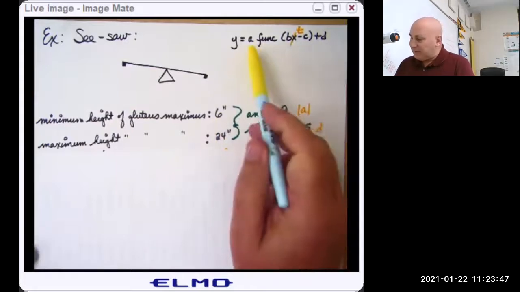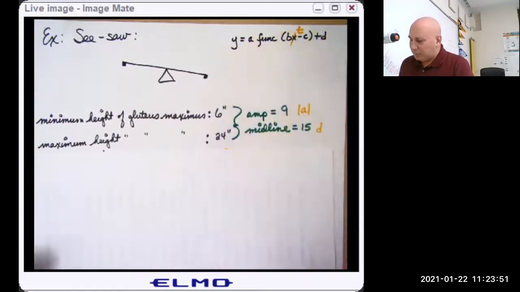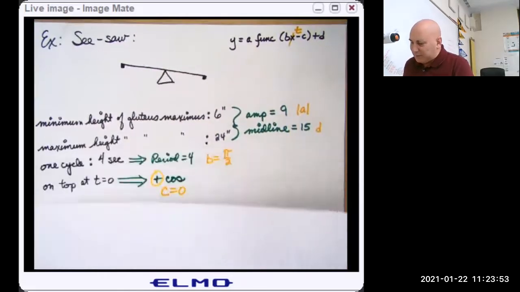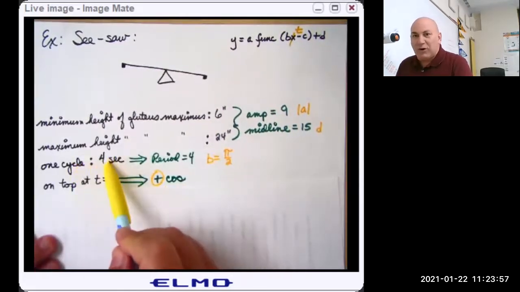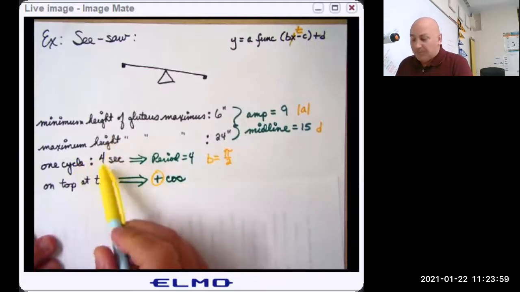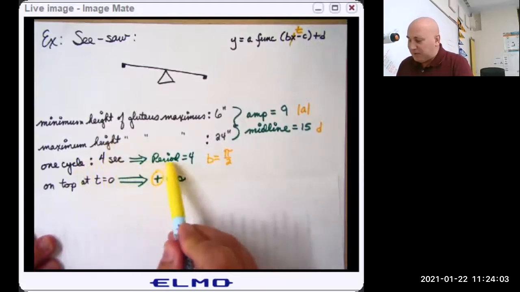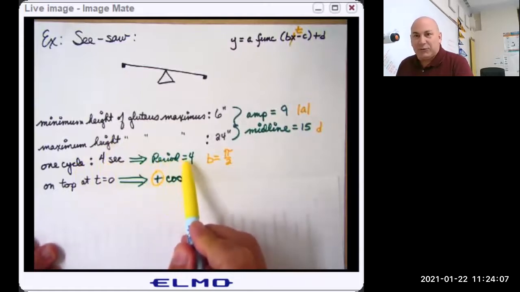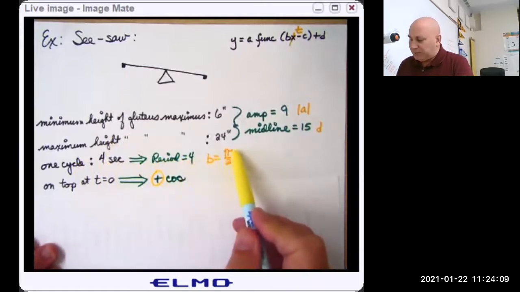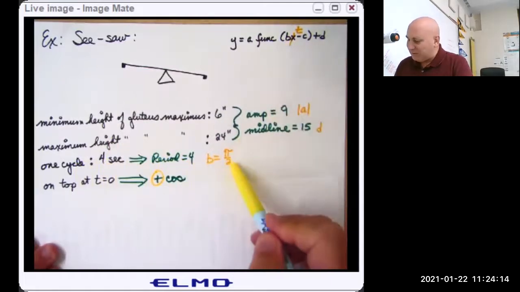So we've already got absolute value of A, and we've got D. What's the next bit of information we're told? One cycle takes 4 seconds. 4 seconds is a time period. That tells me the period is 4. So 2 pi over B equals 4. B equals 2 pi over 4, or pi over 2. So I now have my B value.